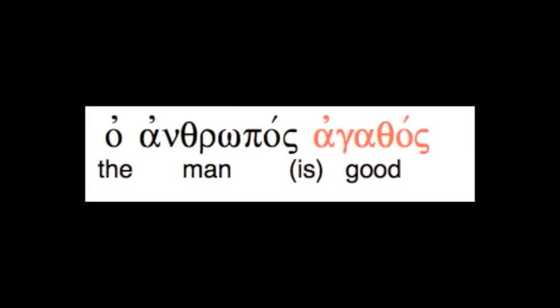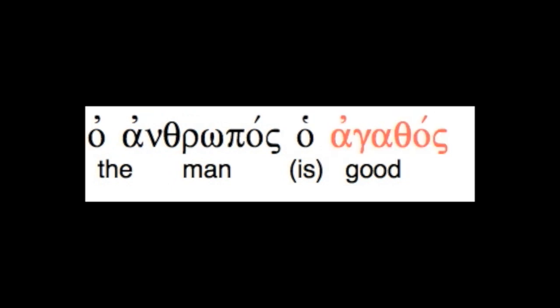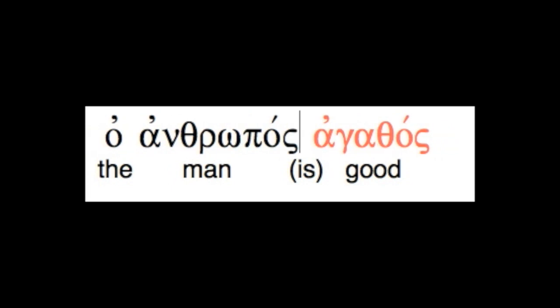So how will you know whether to supply this to be verb or not? Well, context will have to tell you, but here's another great clue. The predicate adjective never has the article. So if we look back at our example, ha anthropos agathos, you would not ever see ha anthropos ha agathos and have it mean the man is good. No, because if there is an article before the adjective, it's never a predicate adjective. So it would look like this. The man, ha anthropos agathos. No article means there's a very good chance you need to supply a form of to be.